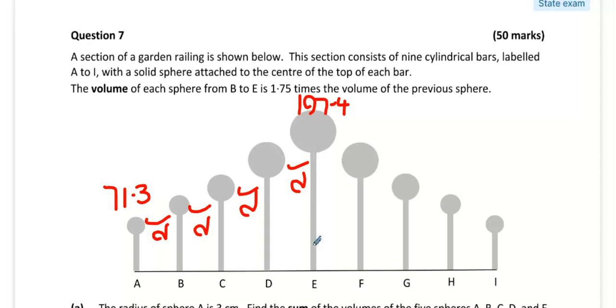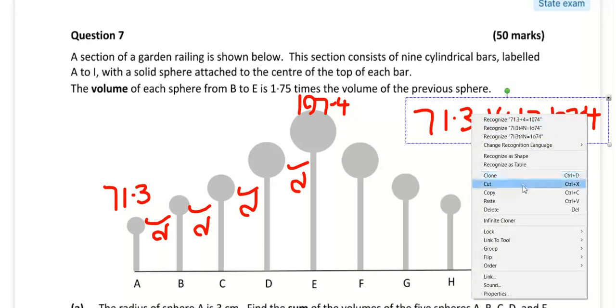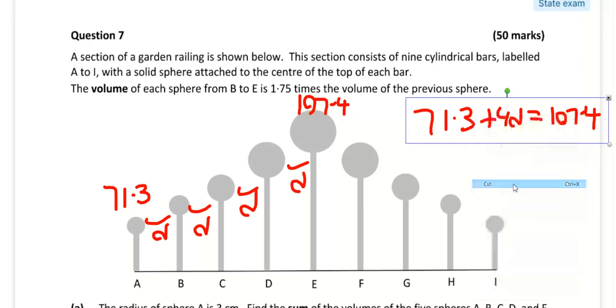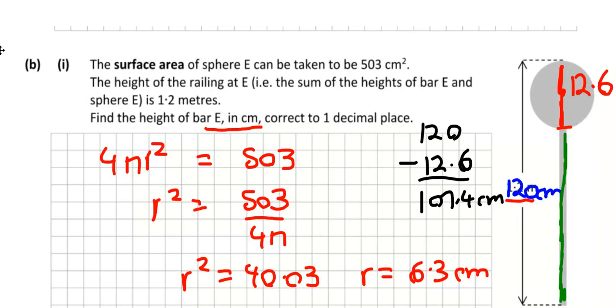So 71.3 plus 4D is 107.4. That's what we're looking for. I think that's pretty much what I'm about to do in a second. I'm literally going to do the same thing, just in algebra form.